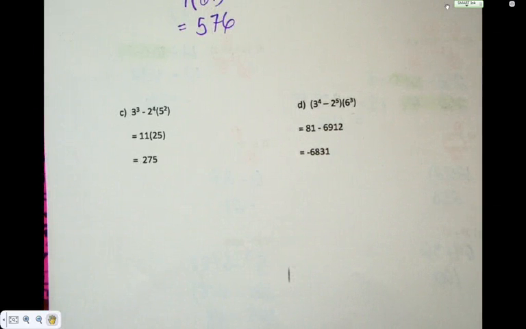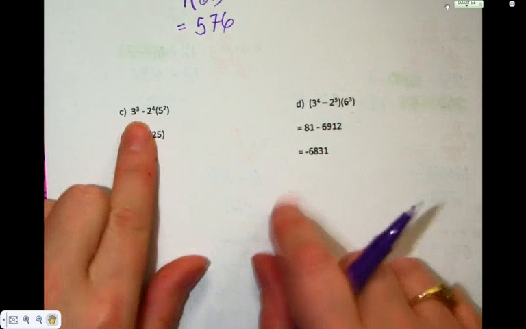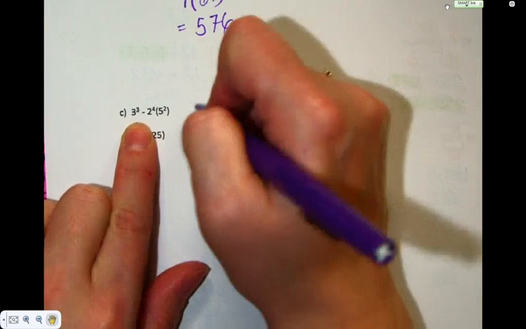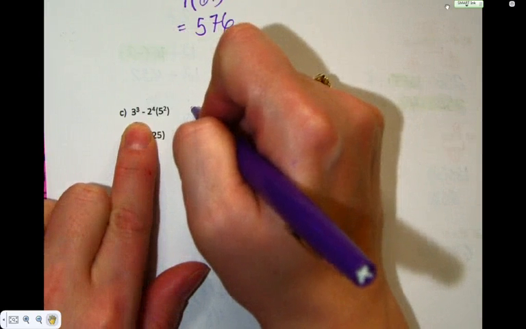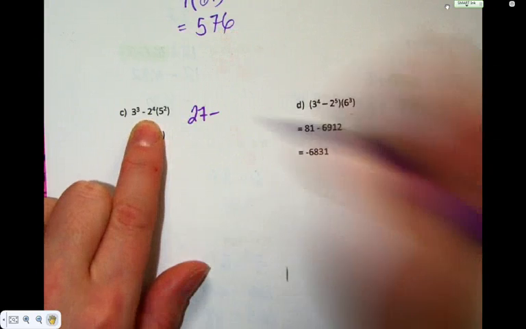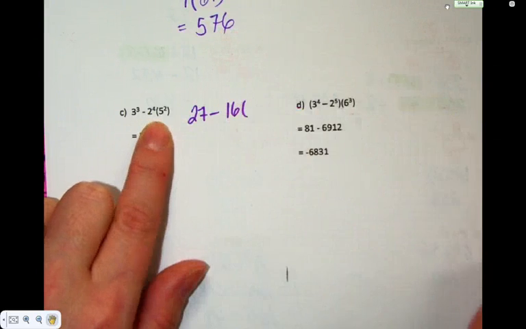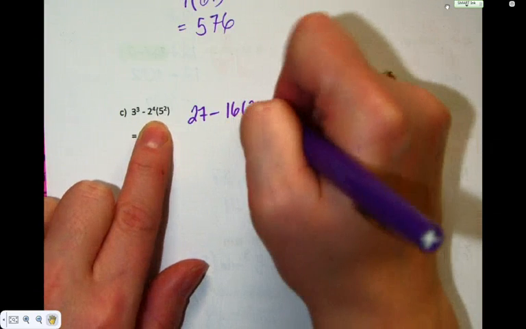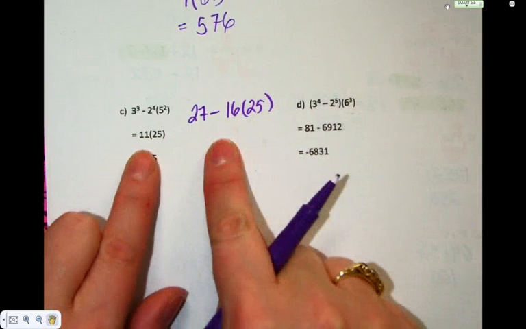Here you might need to do some work to try to figure out what they've done first. So let's start with doing 3 cubed. 27. 2 to the 4. And 5 squared. Now it might be a little bit easier to see what they did.